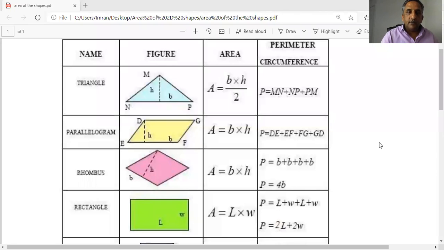Hi, in this video, I'm just going to show you how to figure out the area and the perimeter of different shapes in mathematics. This is obviously a very important topic. It comes in GCSE level and also at 11 plus level as well. So there are different formulas to find the area of the shapes, and there are different formulas to find the perimeter of the shape as well. So I'm going to explain them here.